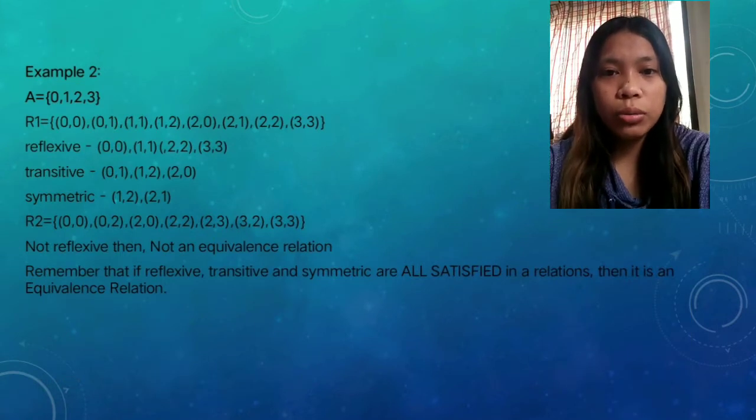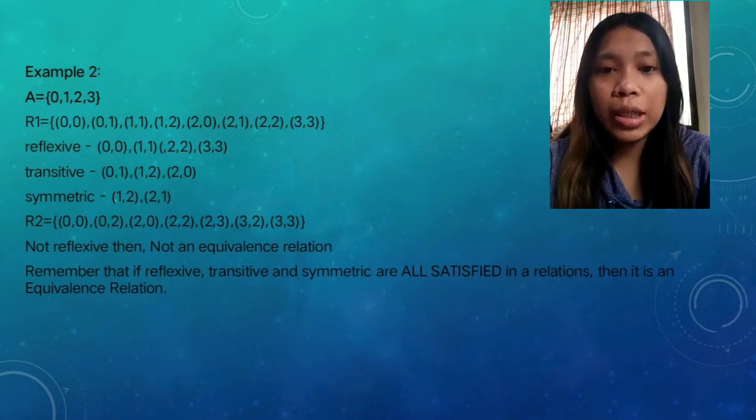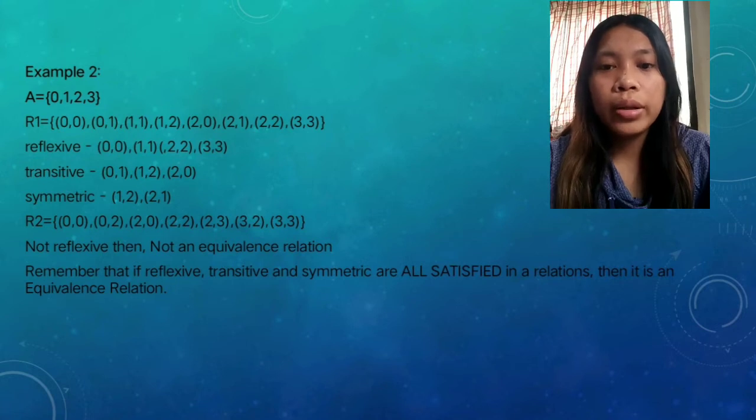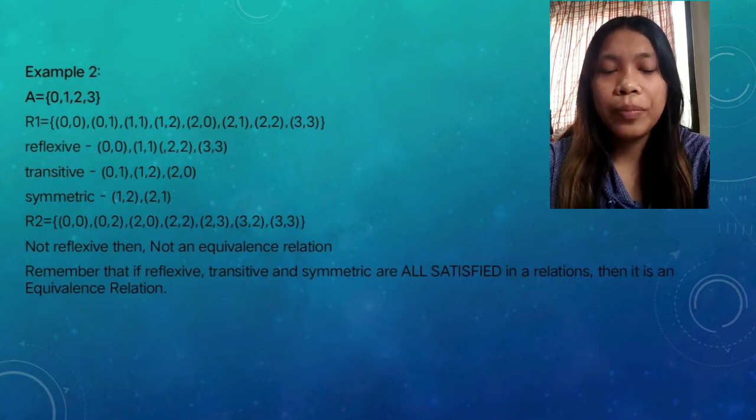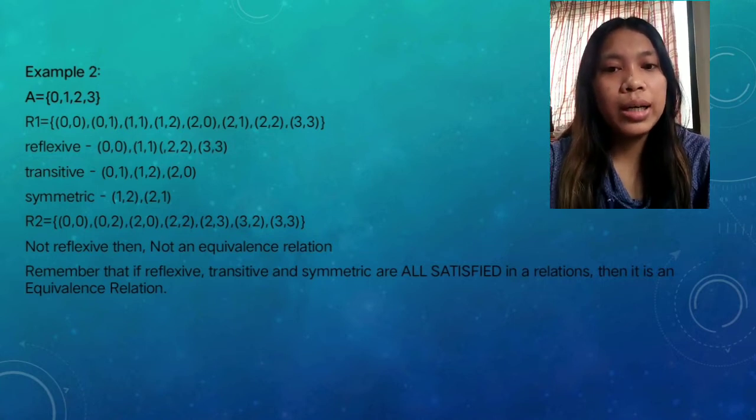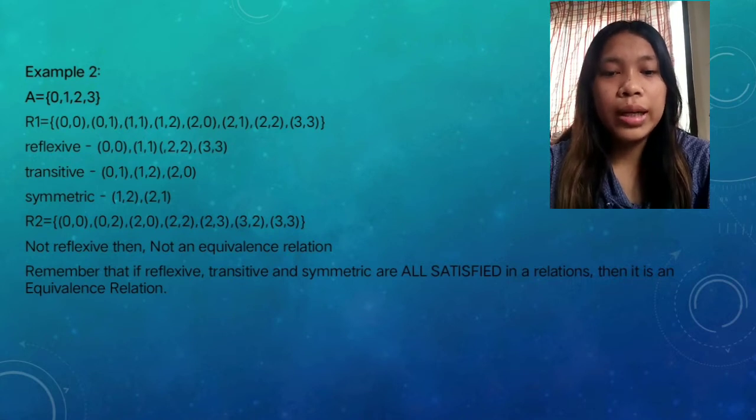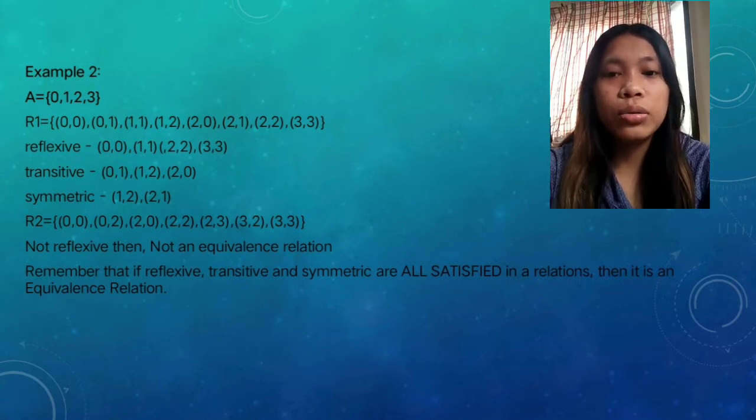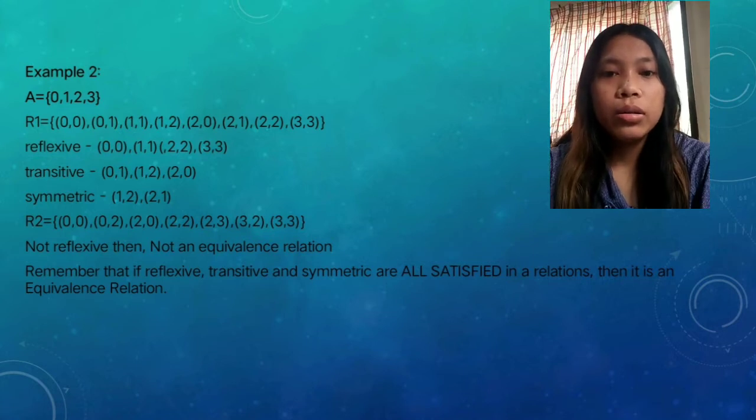Example number 2. A is equal to {0, 1, 2, 3}. R1 or relation 1 has ordered pairs of (0,0), (0,1), (1,1), (1,2), (2,0), (2,1), (2,2), and (3,3). R1 is reflexive because it has ordered pairs (0,0), (1,1), (2,2), and (3,3). It is also transitive because it has (0,1), (1,2), and (2,0). It is also symmetric because it has (1,2) and (2,1) as ordered pairs. So R1 is an equivalence relation.